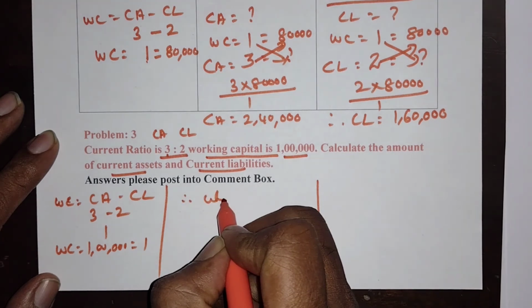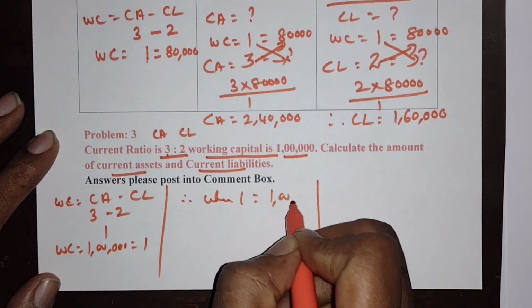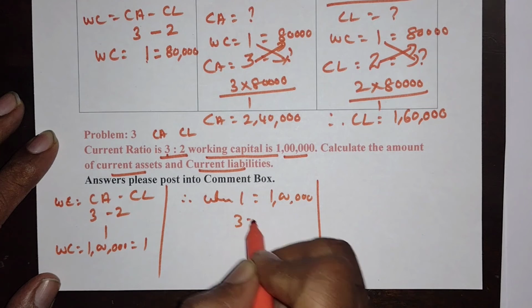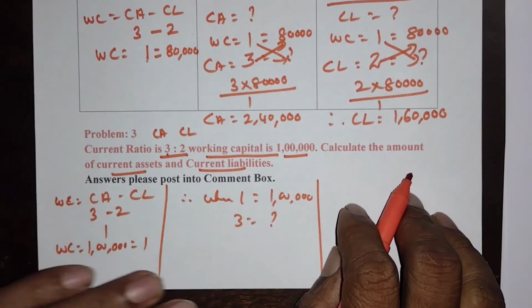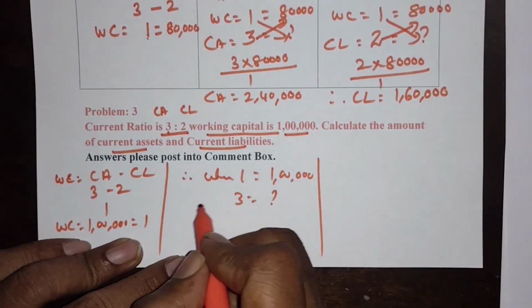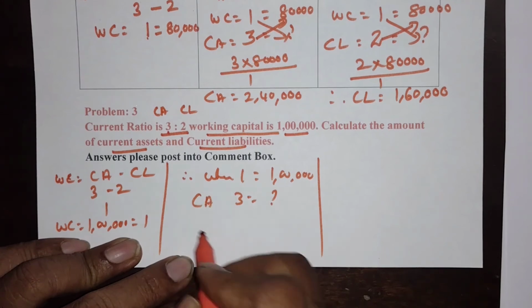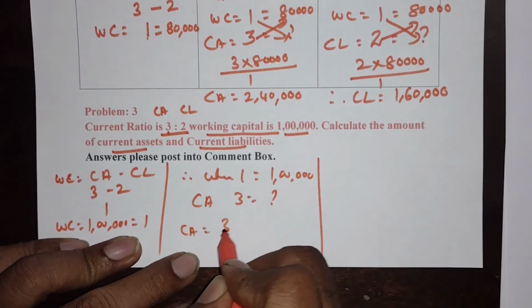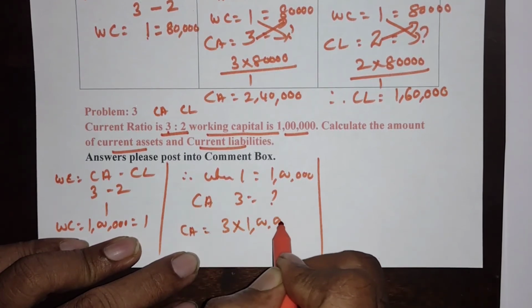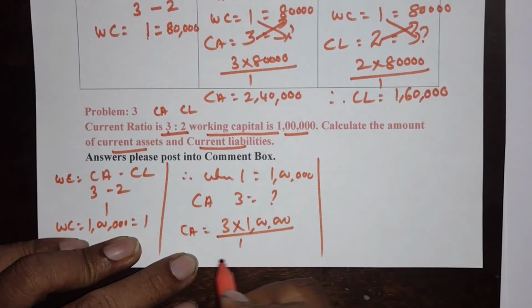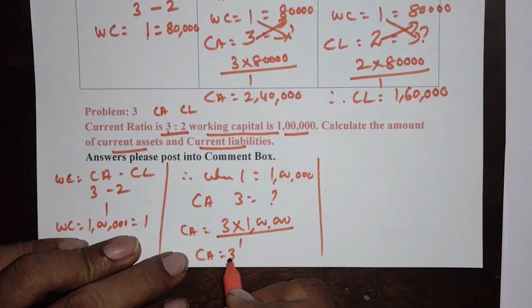Therefore, when 1 is equal to 1 lakh, 3 is equal to question mark, cross multiplication. So 3 is what? Current asset. Current asset is equal to 3 into 1 lakh rupees divided by 1. Current asset is equal to 3 lakh rupees.